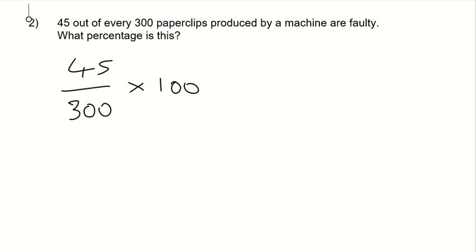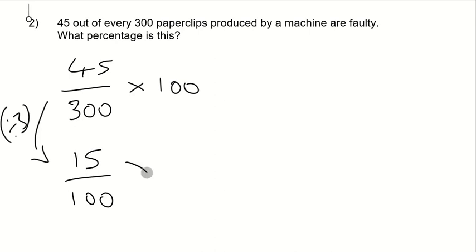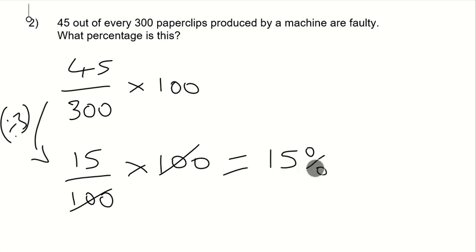To make it easier for yourself, get the denominator to 100 again. That way the divide by 100 and the times by 100 cancel each other out. So here it would be divided by 3. Therefore 300 divided by 3 is 100, 45 divided by 3 is 15. And then the divide by 100 and times by 100 cancel each other out to get 15%.